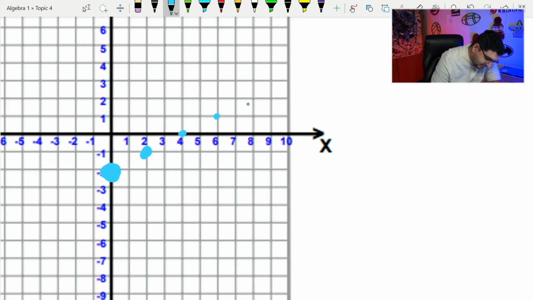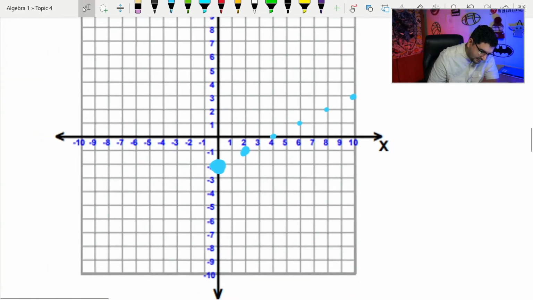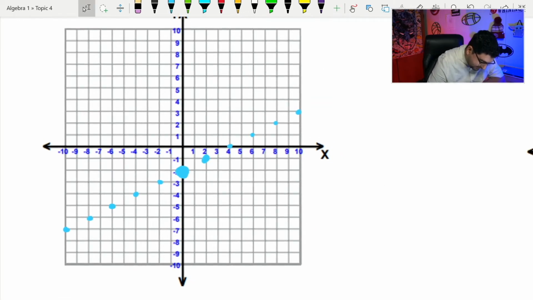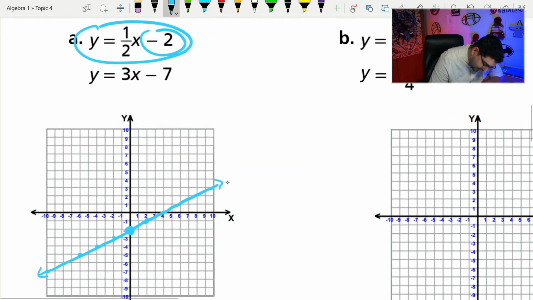A lot of times when we're working with systems, I recommend doing more than just one dot, so that you get a clearer and more accurate line. This will help you when you're drawing it as well. So I can go down one to the left too. And then I'm just connecting these dots. So there's my first line, and I'll go ahead and label it. This is y equals 1/2 x minus 2.